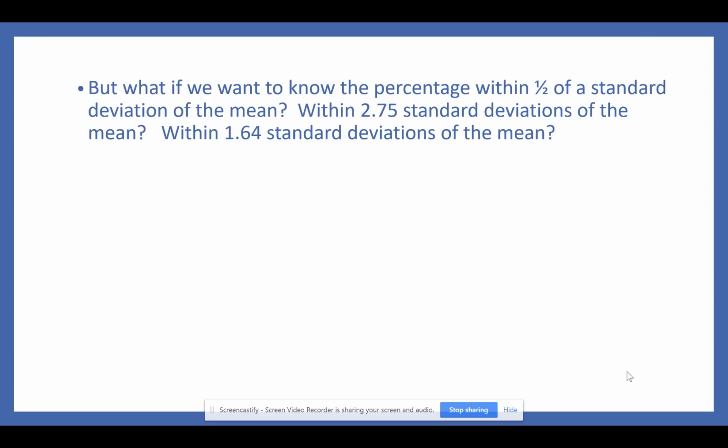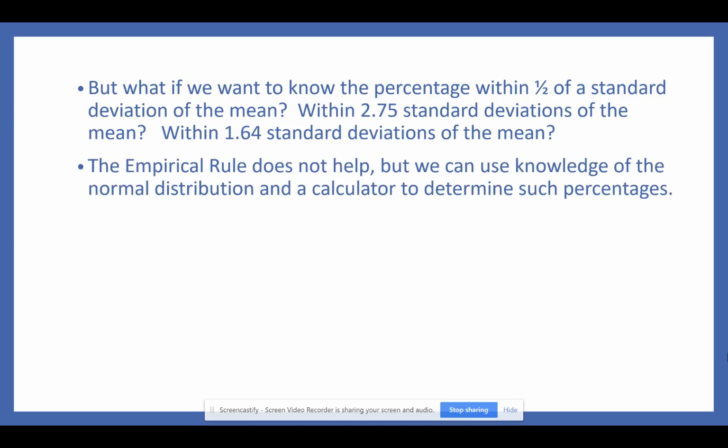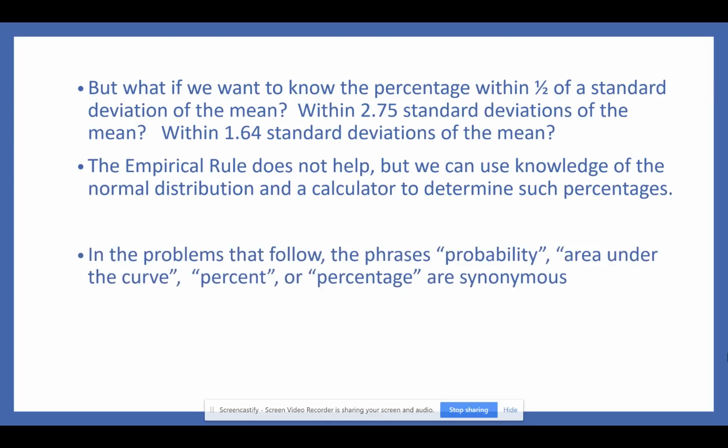But what if we want to know the percentage within half of a standard deviation of the mean, or within 2.75 standard deviations of the mean? Then the empirical rule really doesn't apply, because it only gives us one standard deviation, two standard deviations, or three exactly. So the empirical rule doesn't help us, but we can use what we know about the normal distribution, as well as our calculator or possibly a free website, to determine such percentages. And we're going to take a look at how to do that in the next video.